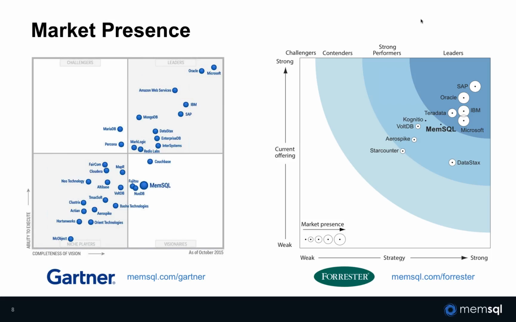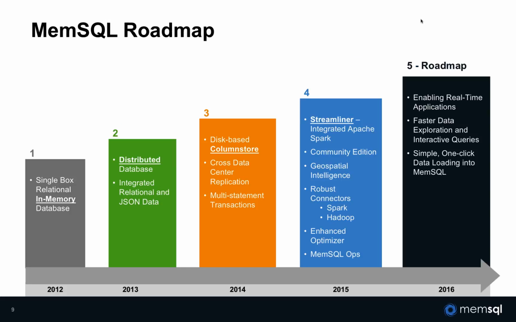On the Forrester Wave side, on the right, these only include in-memory database vendors, and as you can see, the placement of MemSQL is excellent. We are essentially the top-ranked startup in the strong performers category, and the leaders quadrant are the folks who hold 90% of the database market, essentially. So MemSQL is very well placed inside the Forrester Wave.